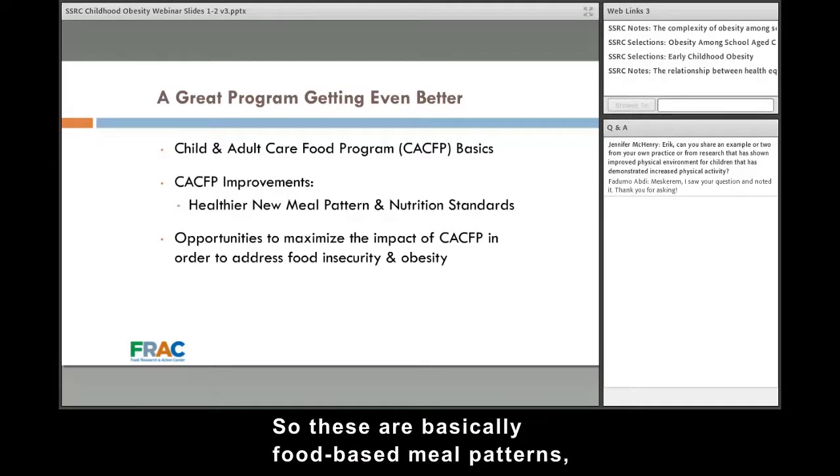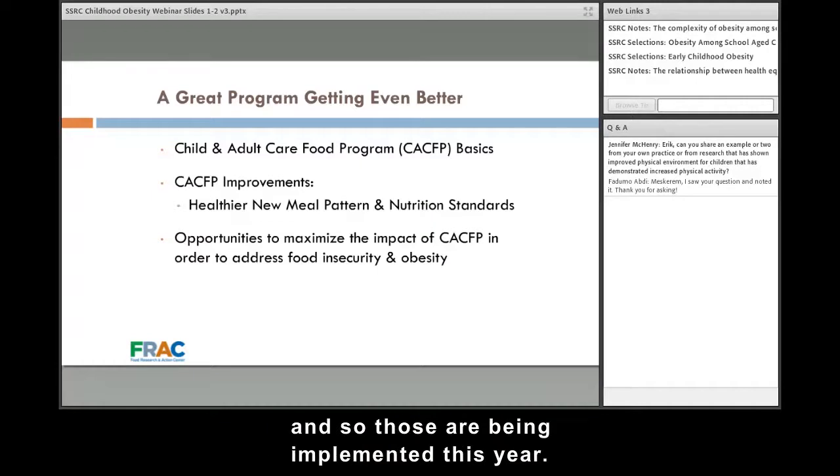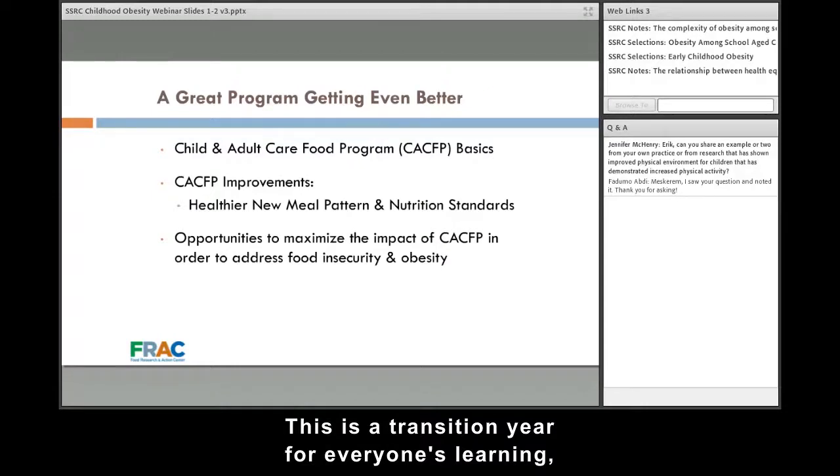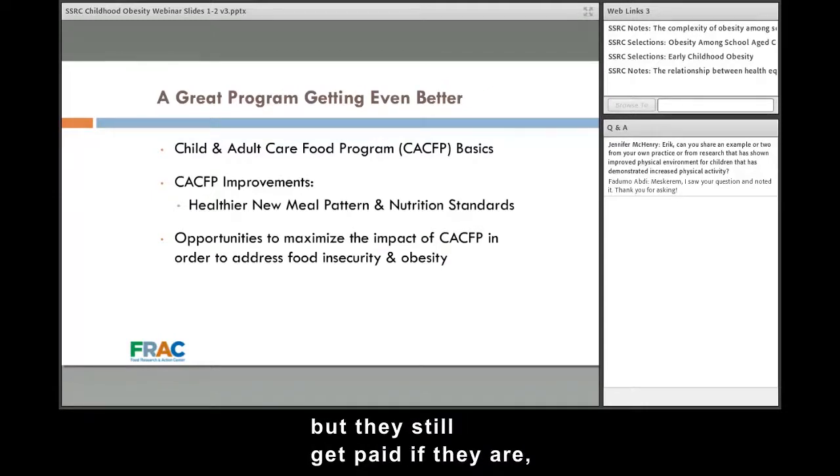So these are basically food-based meal patterns. And so those are being implemented this year. This is a transition year, so everyone's learning, but they still get paid if they are still having to learn the rules and aren't quite getting them, which we think is great that USDA did that.